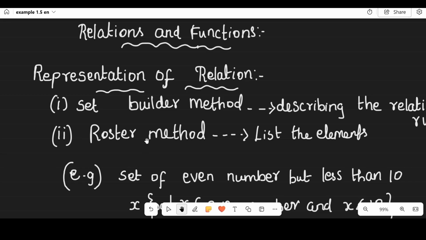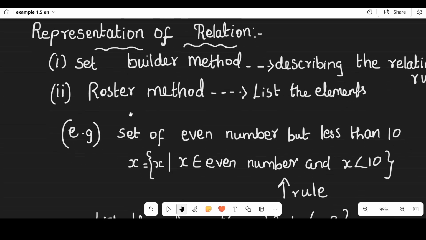There are two methods to represent the relation. The first one is the set builder method and the second is the roster method. You should not forget these words, set builder and roster. Now we can see what the set builder method is.